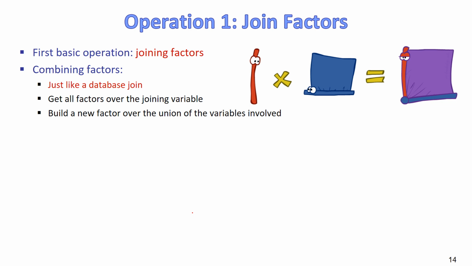You studied database before, right? In databases, we do a join operation. Joining factors here is exactly like a database join, because the factors are tables, right? Tables with columns. So when we join two tables on a specific variable, we join on a specific column. We'll build a new factor over the union of the variables involved.